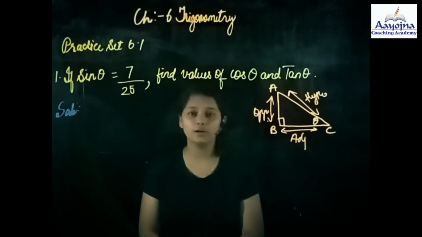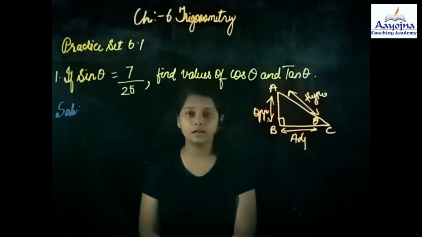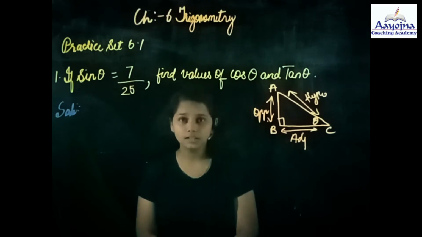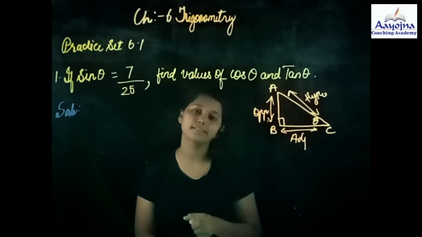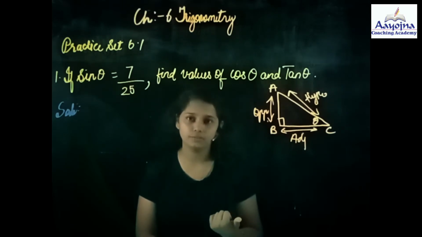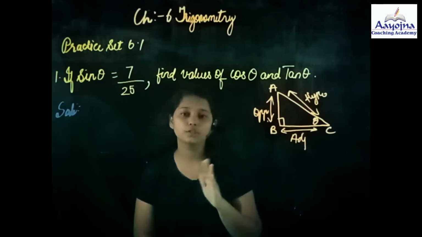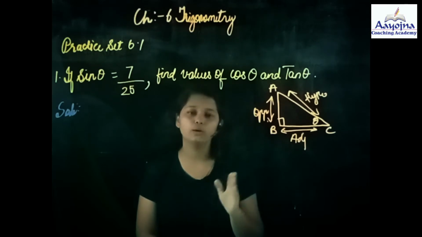In this video, we are going to learn the first three sums of 6.1. The first three sums can be solved in two methods. One is the K method and second is using identities. So now the first sum we will solve by K method and I'll explain how we can solve it.